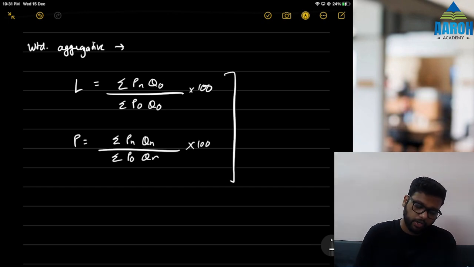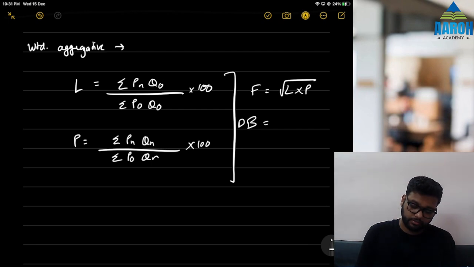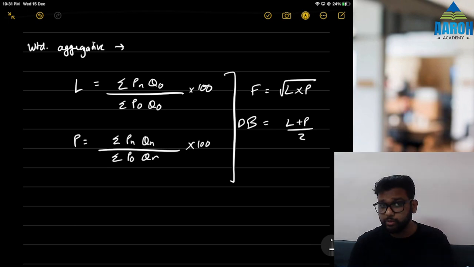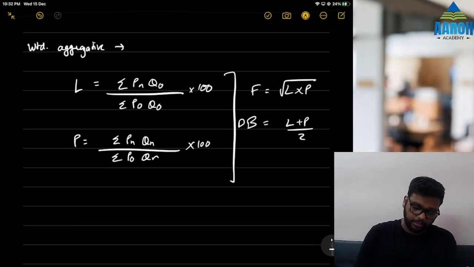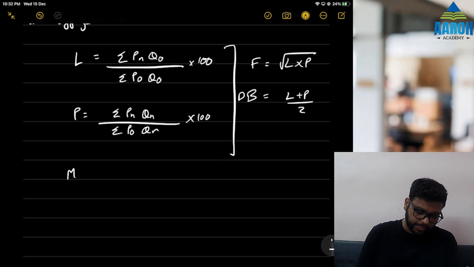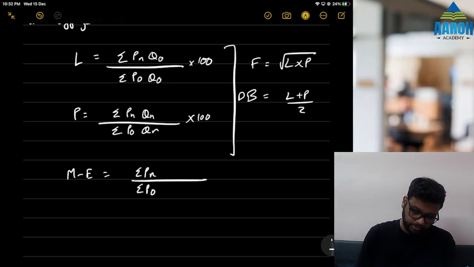Fisher's index number is what? The GM. Correct, GM of 2, geometric mean. Geometric mean of Laspeyres into Paasche's. Correct. Then Dorbish-Bowley's index number is what? Average. It is not given in module anywhere, it is given in question bank. Fine. What is Marshall-Edgeworth's index number? What is the weight? Qn plus Q0. Qn plus Q0, that is correct.